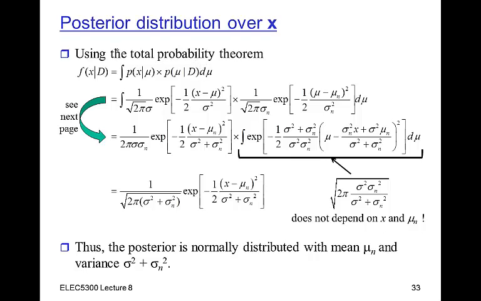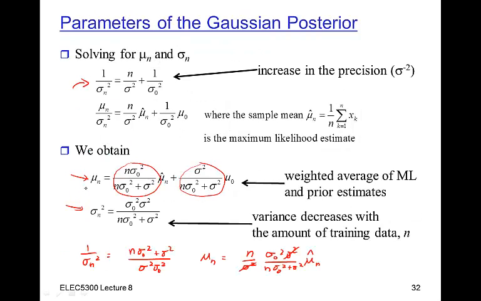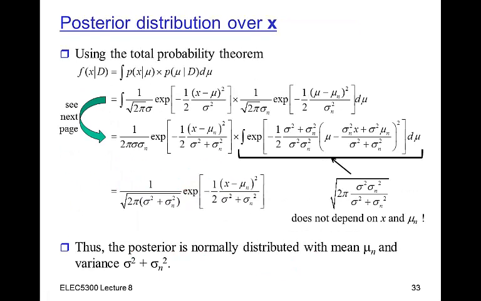Now when I substitute in the form of these distributions, they're both Gaussians. This is a Gaussian with mean mu and variance sigma squared, and this is a Gaussian with mean mu sub n and variance sigma sub n squared, which are the two quantities we derived back here. And if I was going to do this in a straightforward way, I would just try to multiply these two things together and do the integral and try to come up with the probability distribution over x.